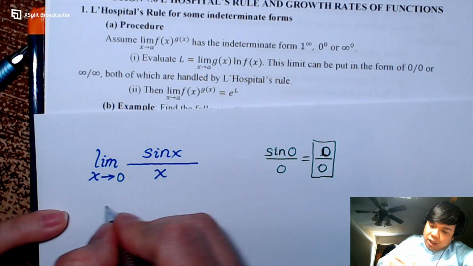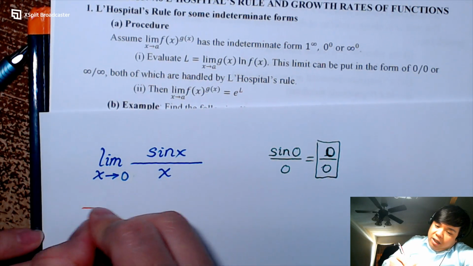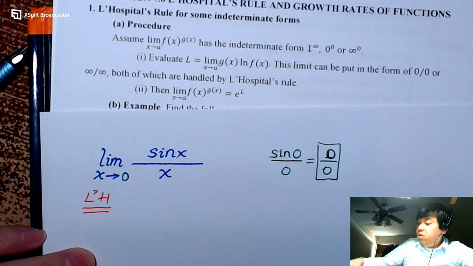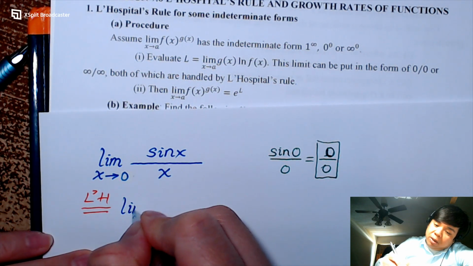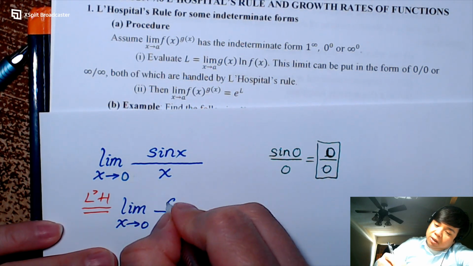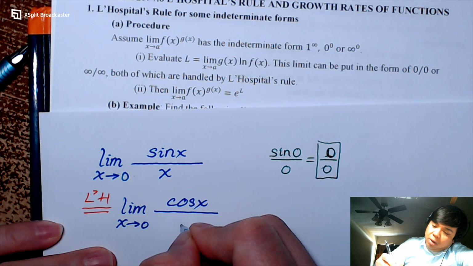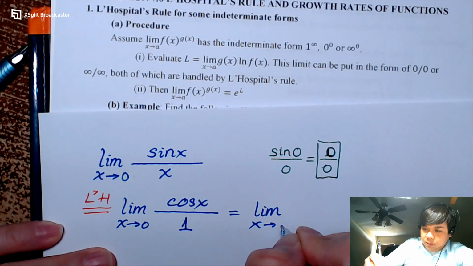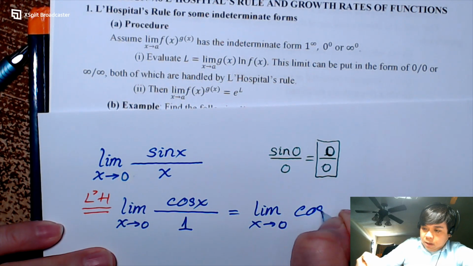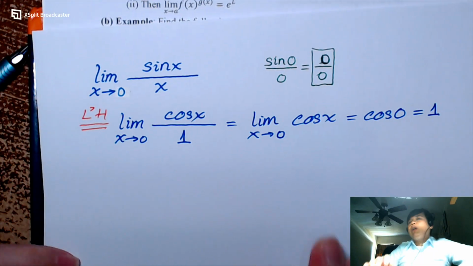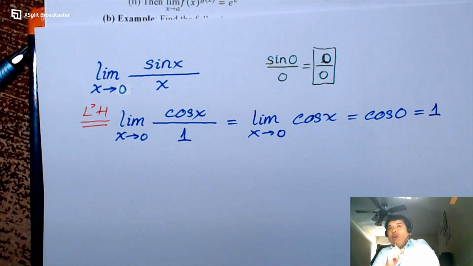And the L'Hopital rule says if we have an indeterminate form, we can take the derivative of the top and the derivative of the bottom. Derivative of the top, derivative of the bottom, 1. And then put 0 in, we have cosine of 0 is equal to 1. Okay, so that's the standard L'Hopital rule problem.